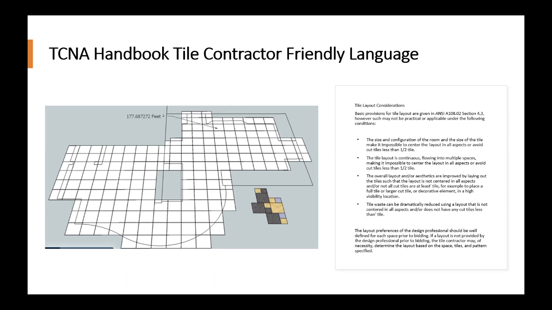Now with tiles that on average are 12x24 or 18x36, it's very difficult to try and lay all that out and center the whole room. And tiles really aren't square anymore. Now they're more rectangular for the most part. So this language in ANSI needs to be changed, but in the meantime, at least we were able to make some changes in TCNA to highlight these changes. So be aware of them.